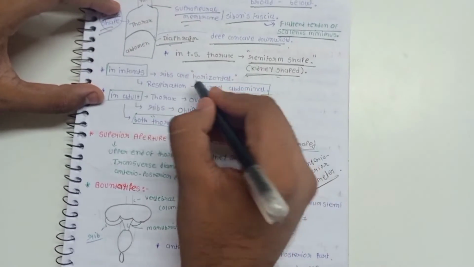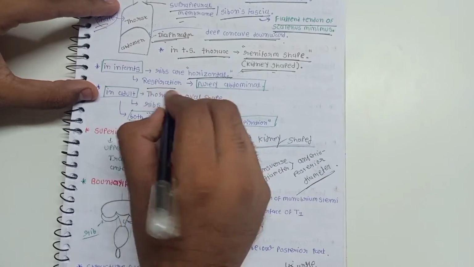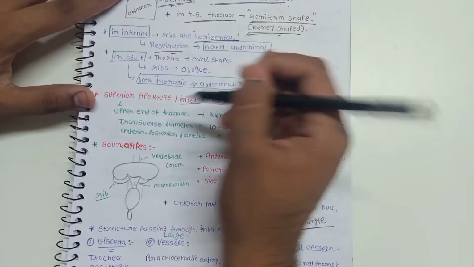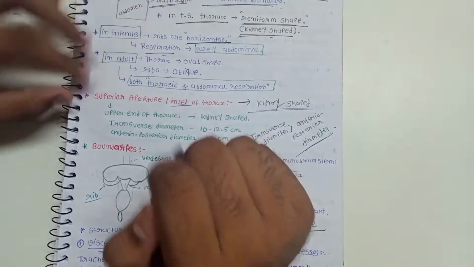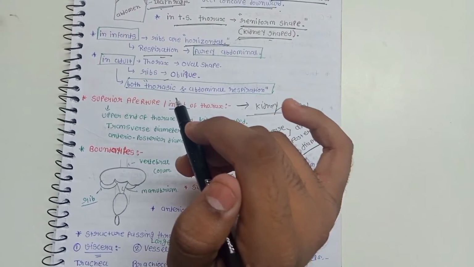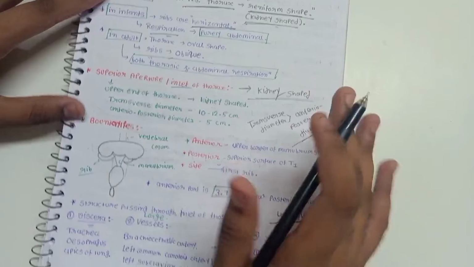In infants, the ribs are horizontal, so respiration is purely abdominal. In adults, the ribs are oblique and the thorax is oval in shape. So in adults, both thoracic and abdominal respiration occur.